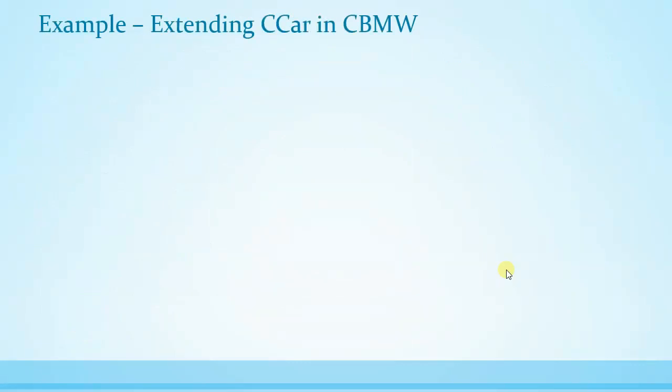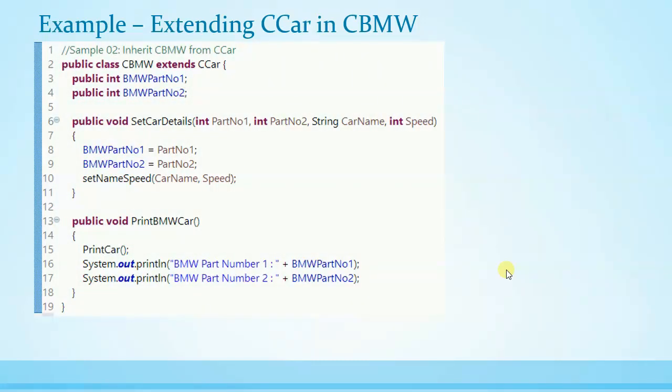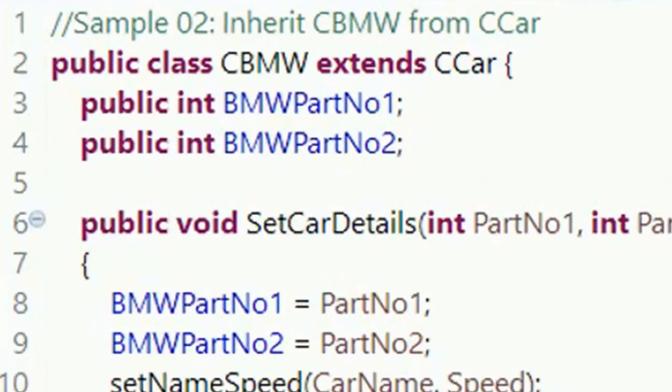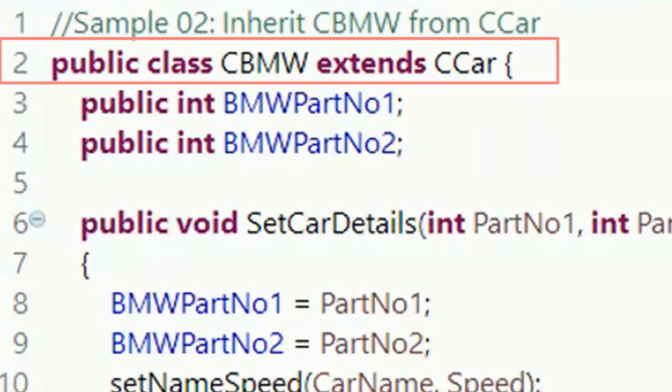So here, CBMW extends CCar. You can see the inheritance syntax at line 2. We know that CCar is already defined. In the previous slide, we saw how CCar is defined, so we know the template. It's an existing class.